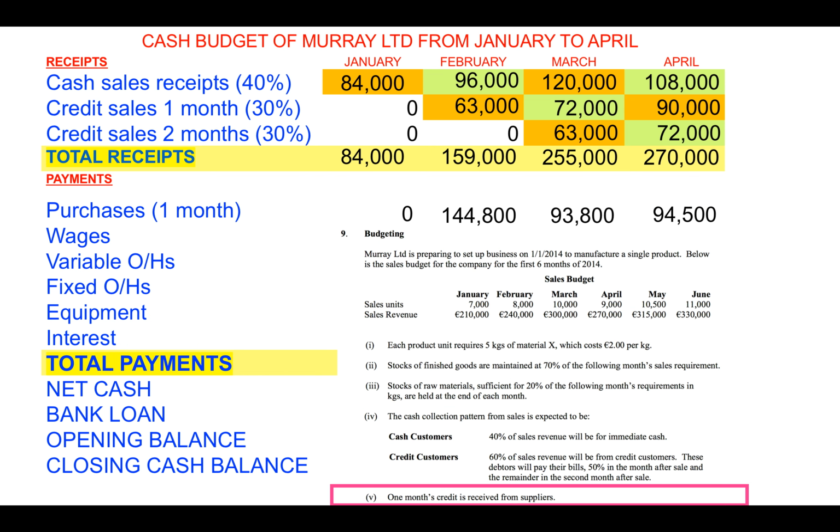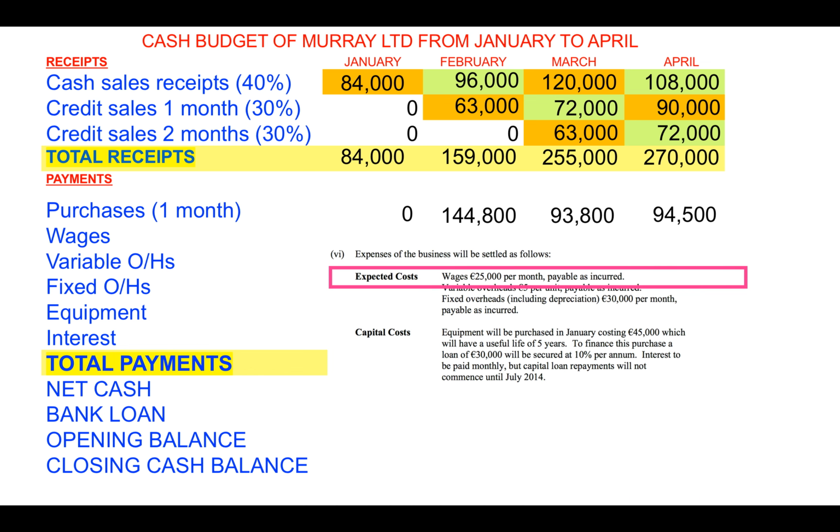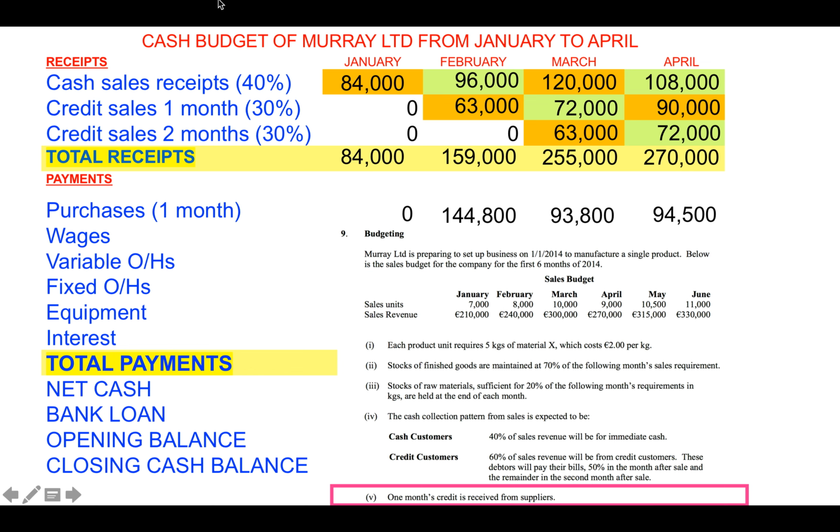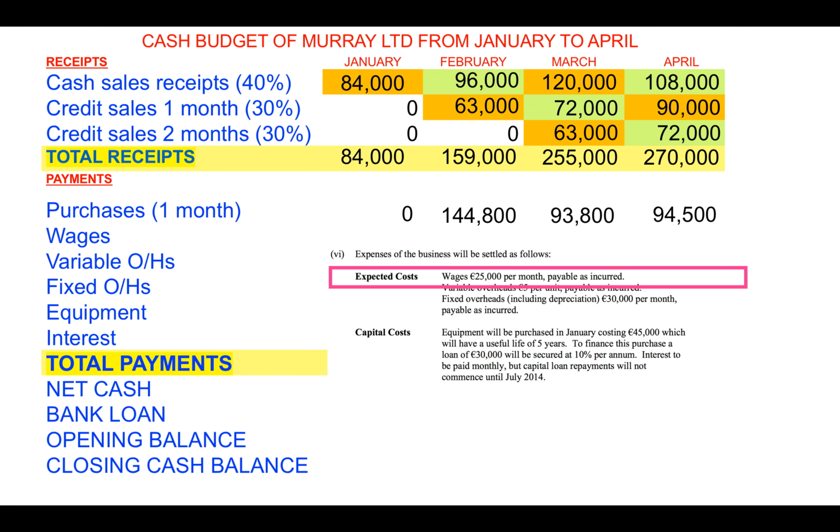So next then, note 5, it says to us 1 month's credit is received from suppliers. So we look back at our part B, so our raw materials purchases budget, and what we purchase in January, we're going to pay for it in February, so that's 144,800 to be paid in February. In March, we're going to pay for what we bought in February, so that was 93,800. In April, we're going to pay for what we purchased in March, which was 94,500. Then we have wages, 25,000 per month payable as incurred, so 25,000 there in each month.